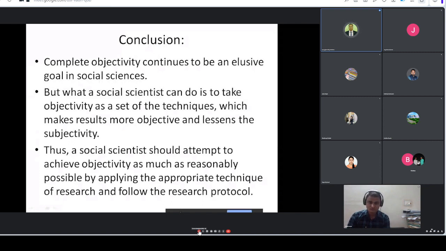But what we can do is we should take objectivity as a set of techniques so that our results will be more objective and minimize subjectivity as much as possible. So a social scientist should always make an attempt to achieve objectivity as much as reasonably possible by applying the appropriate technique or techniques of research and following the research protocol.